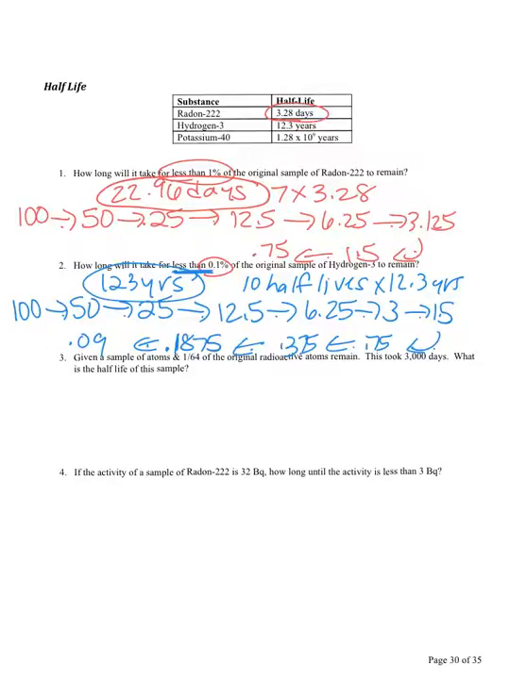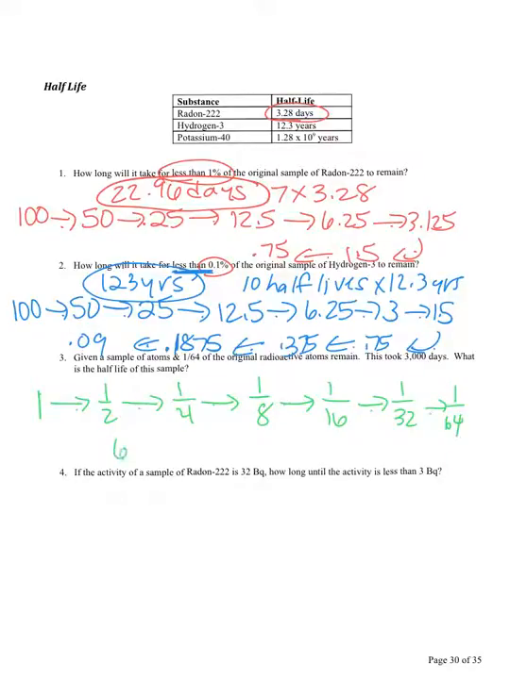Next problem says, given a sample of atoms with 1/64. So since it's saying 1/64, I am going to start at 1 because it's a fraction, and then I go to a half, a quarter, an eighth, 16th, 32nd, 64th. Okay, it took 1, 2, 3, 4, 5, 6 half-lives for that.